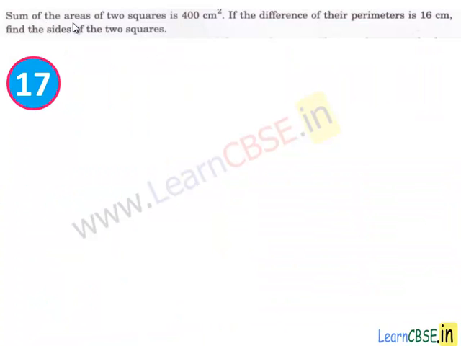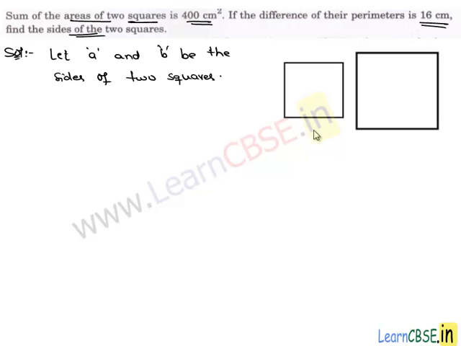In this question, we are given the sum of the areas of two squares is 400 centimeters square, and the difference between their perimeters is 16 centimeters, and we have to find out the sides of two squares. Here we take a and b to be the sides of two squares, and we know that area of a square whose side is s is s square. So we are given the sum of areas of two squares, which is a square plus b square. It is equal to 400 centimeters square, and we are given another condition. The difference between their perimeters is 16 centimeters.